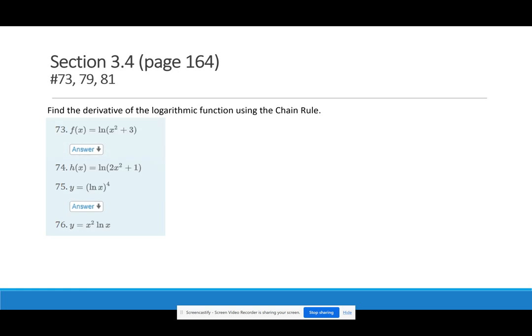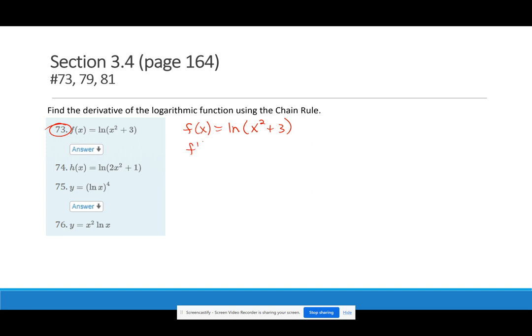Right, and then what about if you had a log function? So let's look at 73. On that one, if I'm trying to do the derivative of it, I think about how I have x getting squared and then 3 is added to it. And after that happens, I do the natural log.